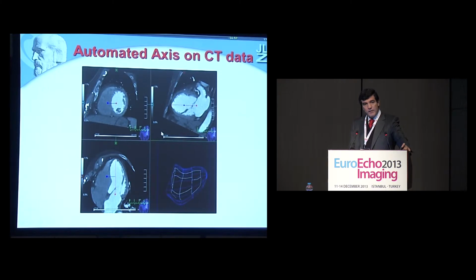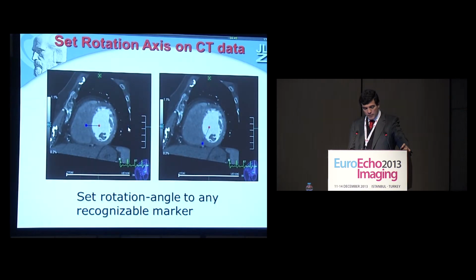So here we have a CT image. You can see the LV, the right ventricle, and in an automatic display, you can see this automatic axis from the apex to the mid portion of the mitral annulus. You can see that also in the four-chamber view.